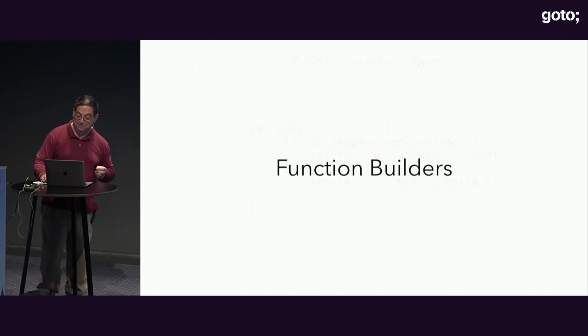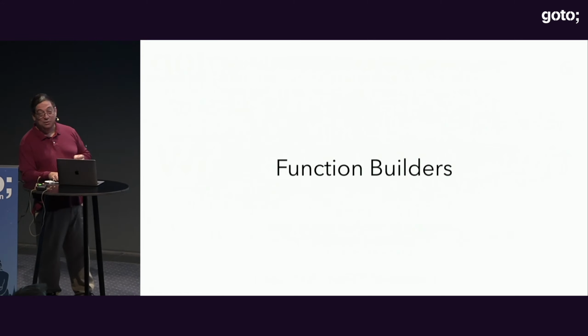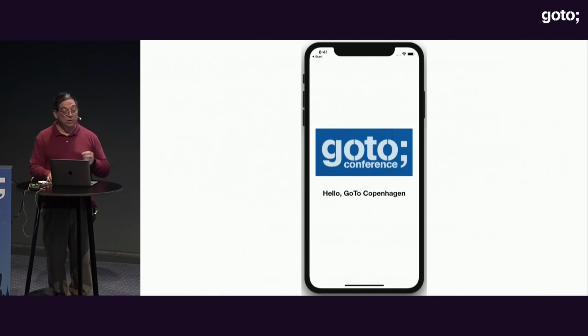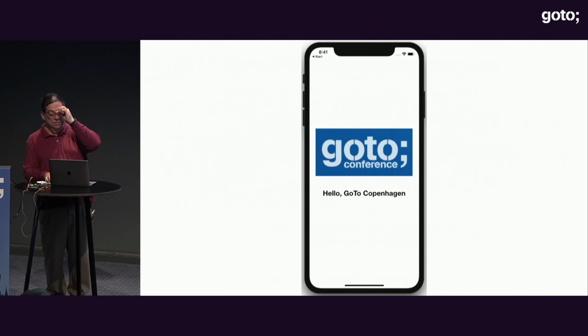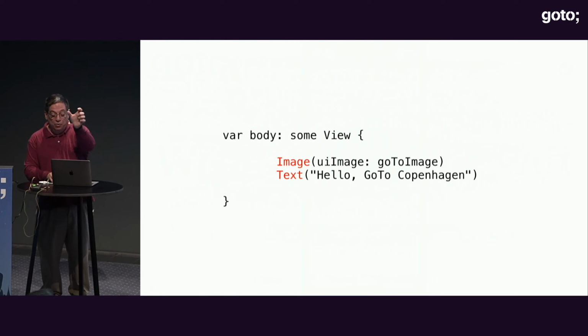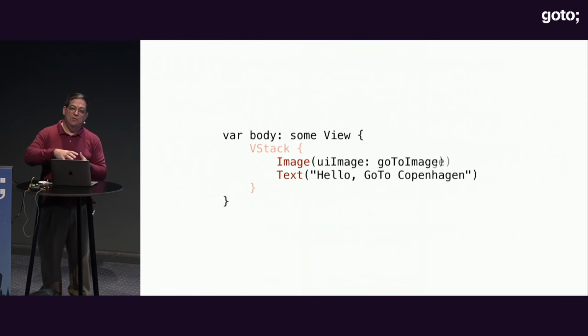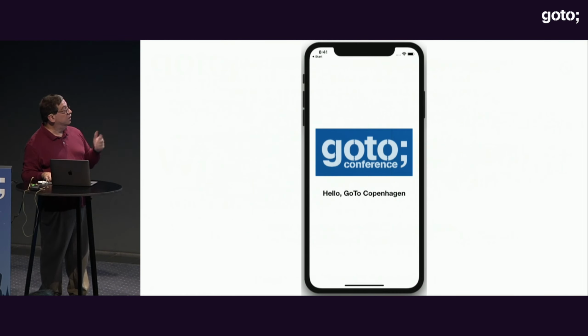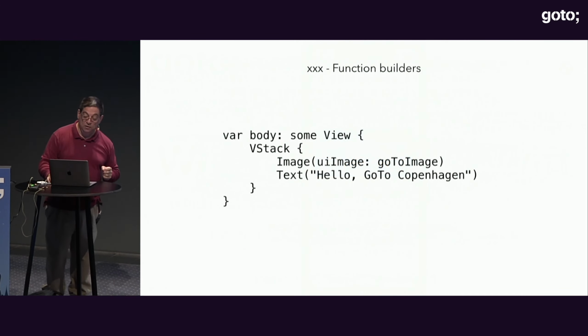Okay. Function builders. Function builders allow us to say, look, I want to show the image and the text at the same time. Now, I can't do this because body has to return a single thing. It can't return an image and text. So we put the image and the text inside of a vertical stack. And now I'm returning one thing, a vertical stack that contains other things. And this is fine. It's a vertical stack that contains an image and text. And so I get this lovely image above this lovely text. This depends on something called function builders.